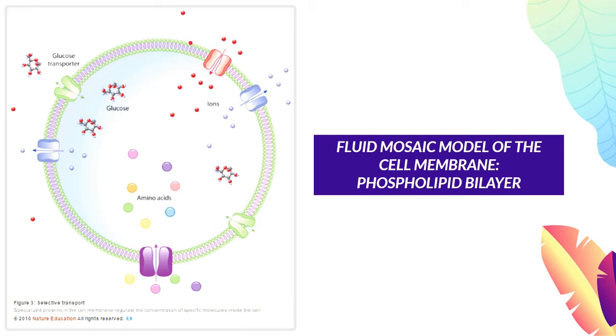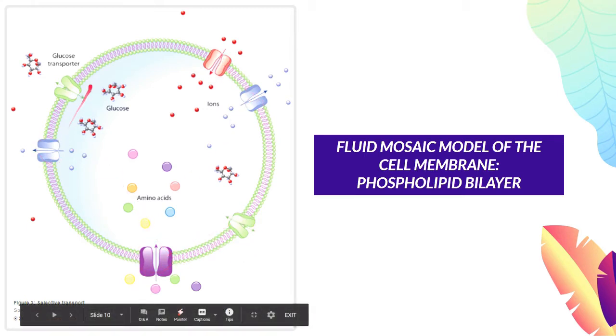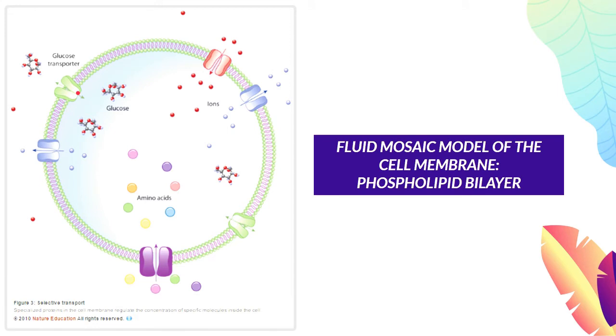The polar heads here are hydrophilic because they like water. They are facing towards the water. Then here is another part facing towards the water. In between them are the hydrophobic tails facing away from the water. Then scattered all throughout the phospholipid bilayer are your proteins, which act as channels or gates that allow bulk materials to pass through.